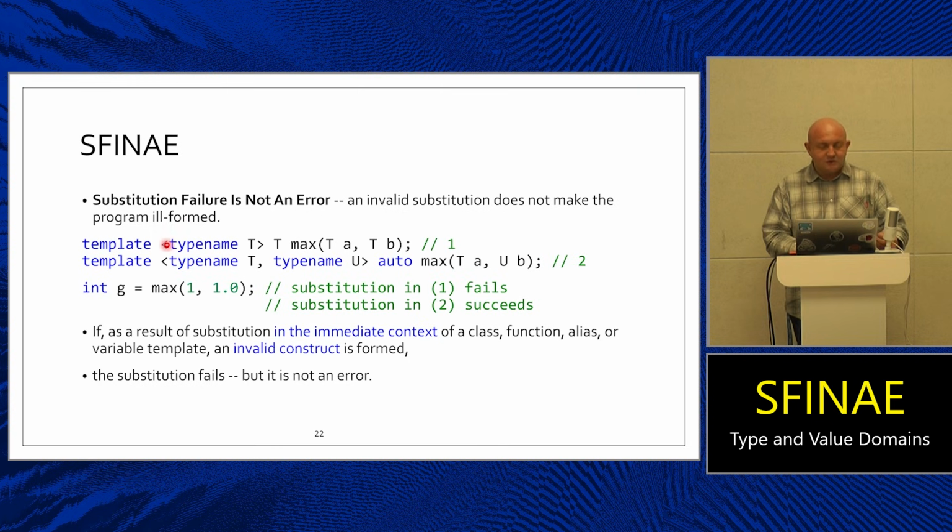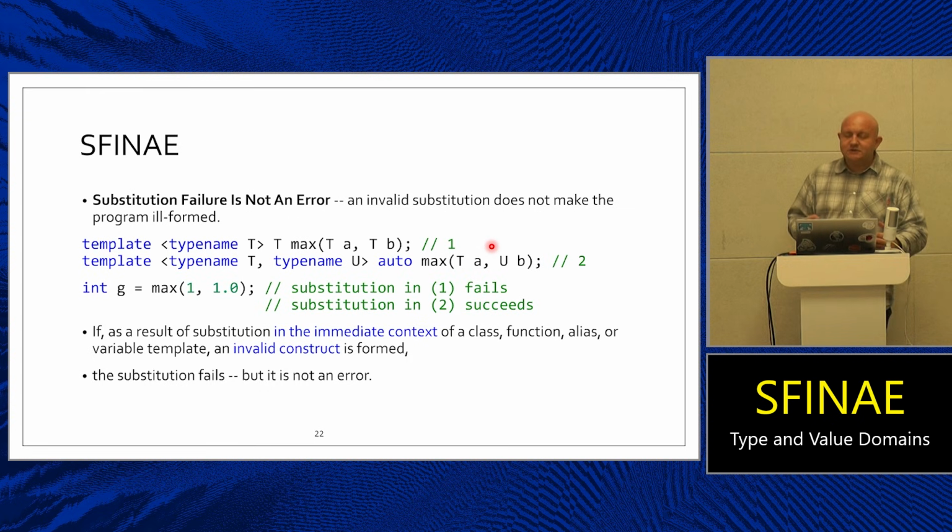For example, imagine two overloads of function max. When we call it, substitution in the overload may fail. Here, substitution in one failed, and this is okay. The compiler just ignores the one that failed. And by definition, SFINAE applies only to substitutions that happen in the immediate context. You see here, in the immediate context of a class, function, alias or variable template, an invalid construct is SFINAE.